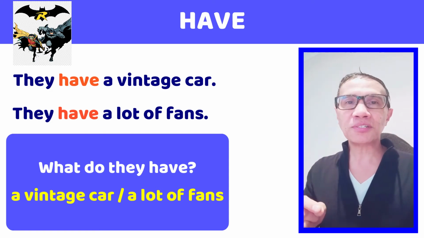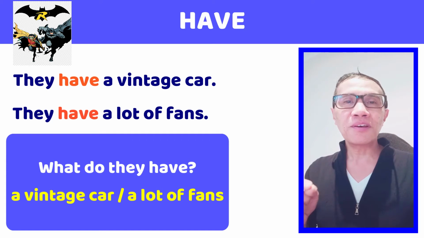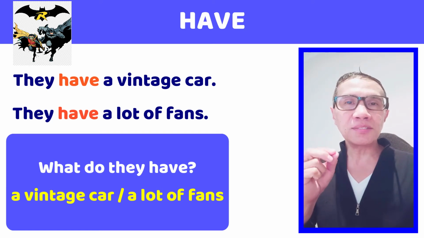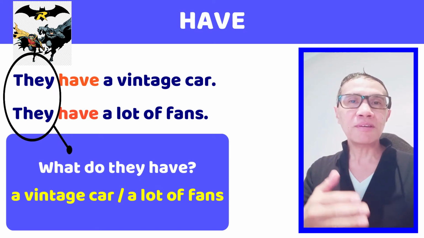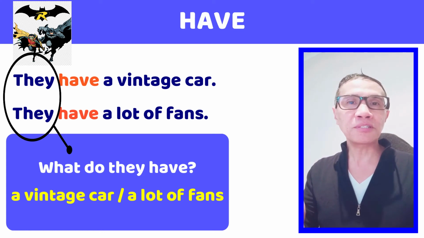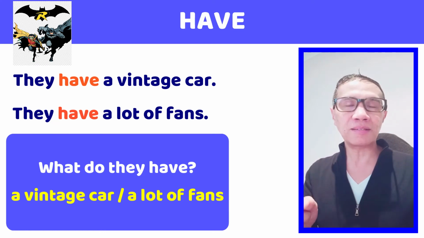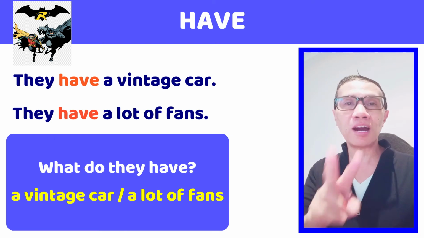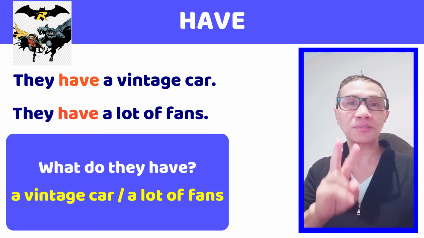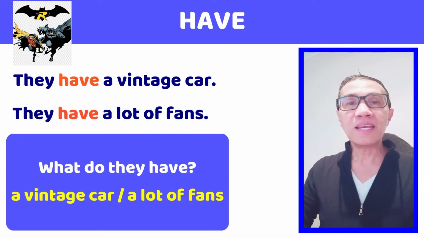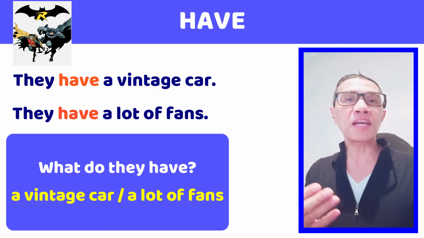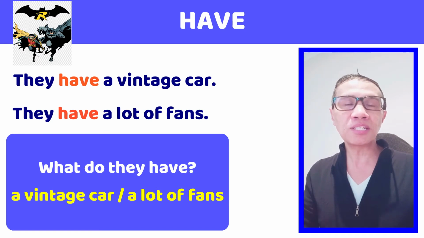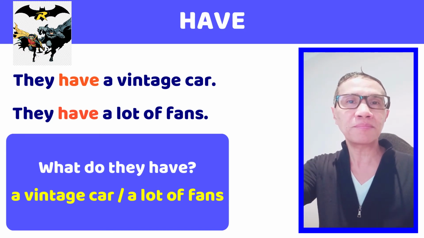Now for the structure, use have for a plural subject. The subject in these examples is they, and they is a pronoun that refers to Batman and Robin. And Batman and Robin are two superheroes, so plural. In the end, have and has are verbs or helping verbs to show possession or ownership.